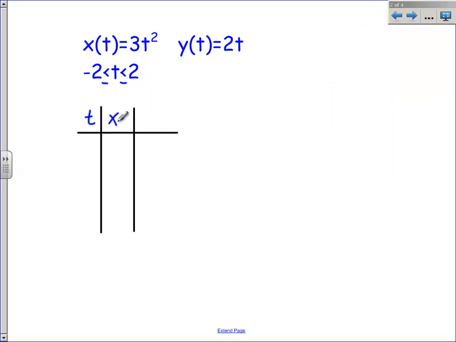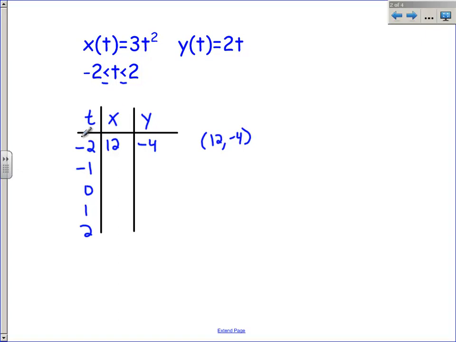Okay, so I'm going to have my x coordinate and I'm going to have my y coordinate. So we're going to have t going from -2 to 2. And we're going to get our x coordinate by plugging those values for t into this x equation, 3t squared. So if you take -2 and you square it, you get +4 times 3 is 12. And then for the y coordinate, you plug in -2 into the y equation. So that would be 2 times -2, which is -4. And there's our first point, 12, -4. So at time t equals -2, we're at a specific point.